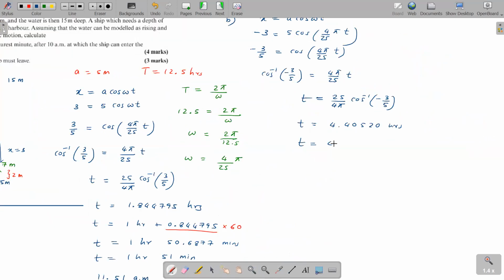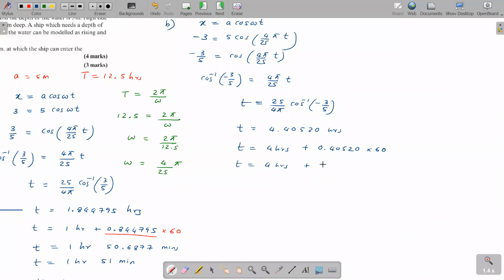So how many hours and minutes? So you have here 4 hours and 0.40520 hours. You should multiply by 60 to make it into minutes. So when you multiply that by 60, what do we get here? This is 24.312, which means it's nearly 24 minutes.